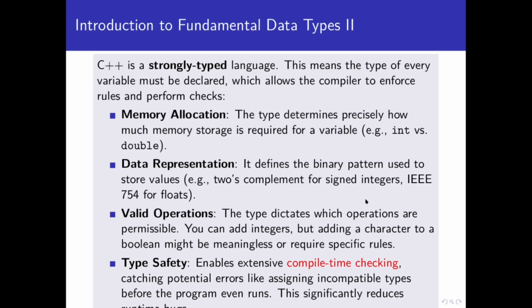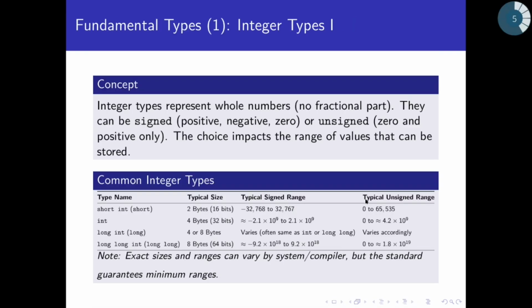Also, the data types enable memory allocation, the kind of data that can be stored in memory, and also the data representation. Valid operations: the type dictates which kind of operation can be performed. When we are storing currency values, we don't need to store them in integer types, because the decimal points will not be seen. I'm going to show some of them in practical demonstrations as we proceed.